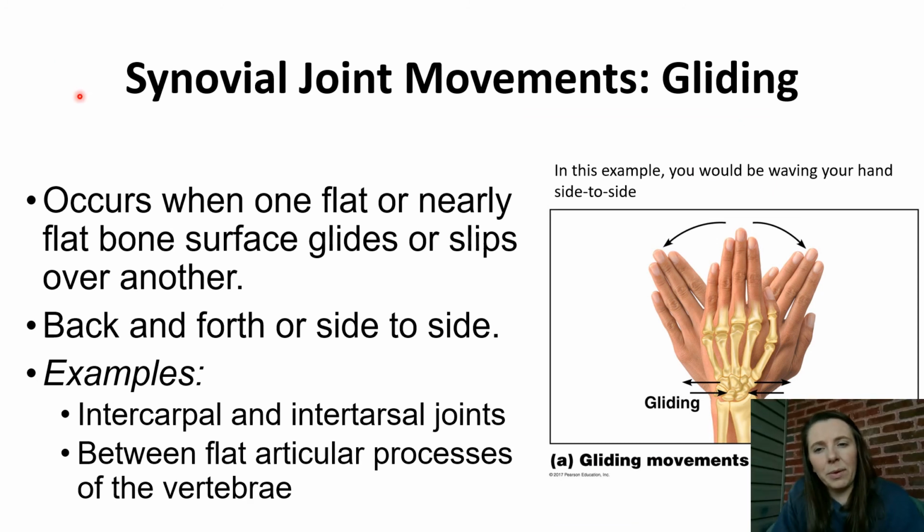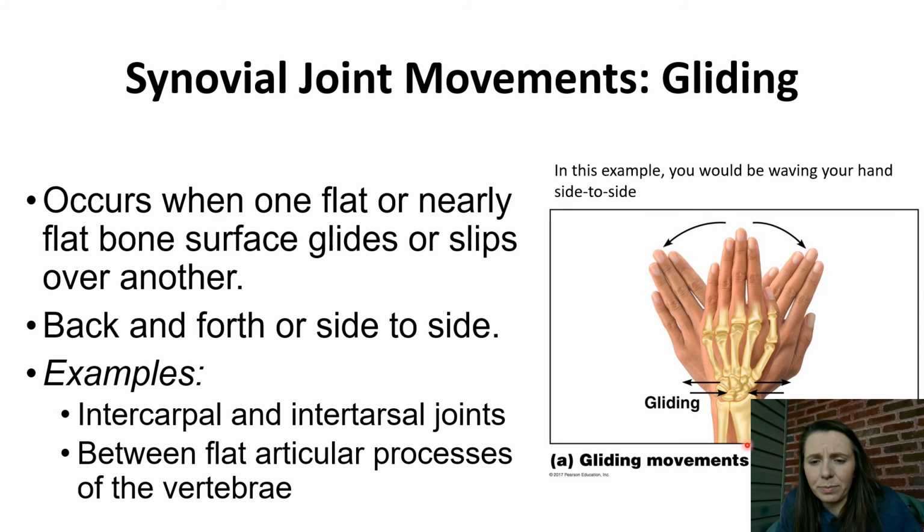So the first movement that we'll talk about is gliding. Gliding occurs when one flat or nearly flat bone surface is going to glide or slip over another one. So this type of movement is either going back and forth or side to side. Examples here would be the intercarpal and intertarsal joints, or between the flat articular processes of the vertebra. So the superior and inferior articular facets, those also would be gliding movements.